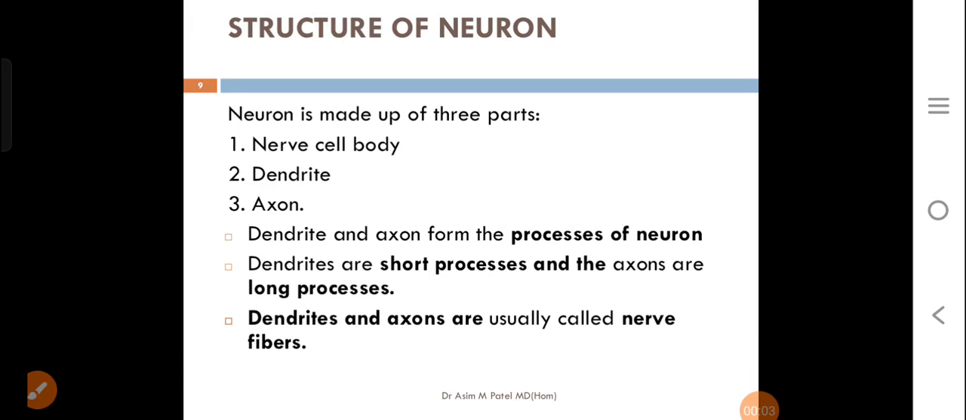Good morning, all. So, now we will study about the structure of neuron. Neuron is basically made up of three parts. One is the nerve cell body, second one is dendrite, and third one is axon. Dendrite and axon, these are the processes of neuron, whereas axon is a long process and dendrite is a short process. Both dendrite and axon, both together, they are usually called as the nerve fibers.